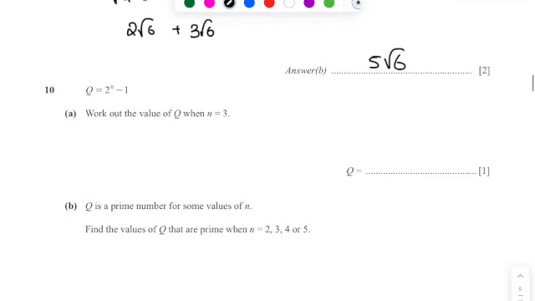Next, q equals 2 power n minus 1. Write down the value of q when n equals 3. So q equals 2 power 3 minus 1. So 8 minus 1, which is going to be 7.